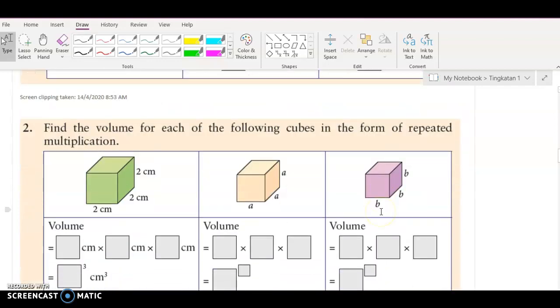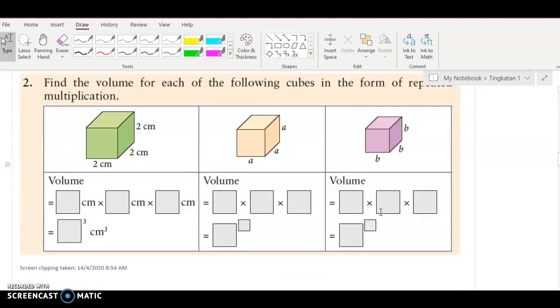Now we move on to another one when it involves volumes. You should get over here 2 times 2 times 2. You have 2 here 3 times, so it means 2 to the power of 3, I put it as 2 cubed. And then here will be a times a times a, you should get a cubed, a to the power of 3. And then here will be b times b times b, you should get b to the power of 3.